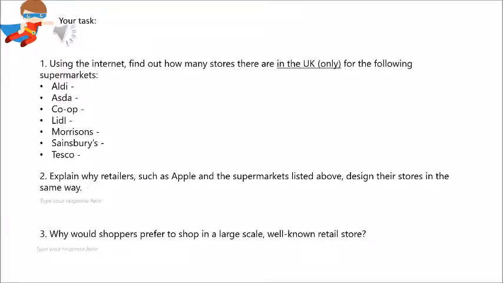Here's your next task. Using the internet, find out how many stores or branches, there's the keyword you need to use in your Google search, there are in the UK only for the following supermarkets: Aldi, Asda, Co-op, Lidl, Morrisons, Sainsbury's and Tesco's. So just put it into Google or the internet and find out how many stores or branches.